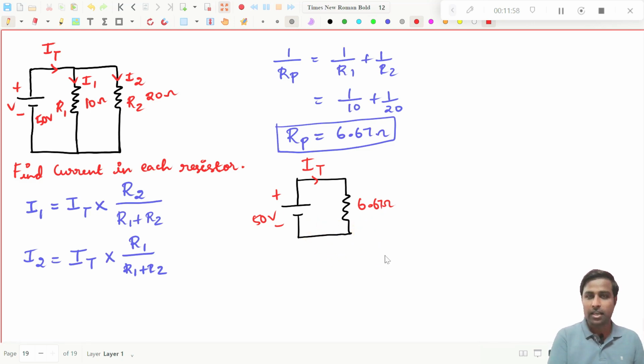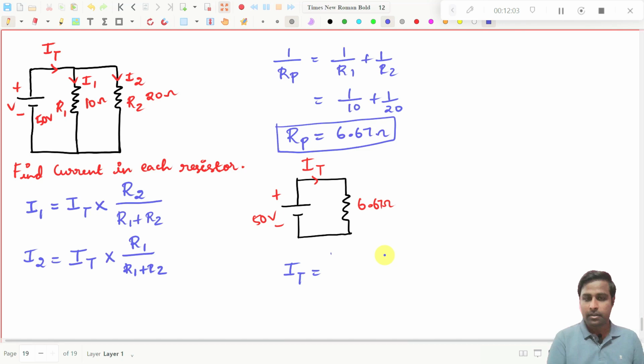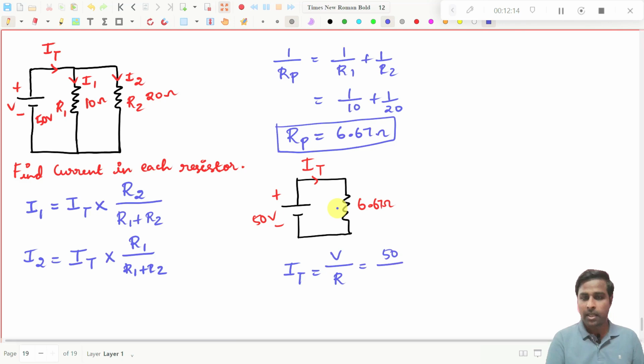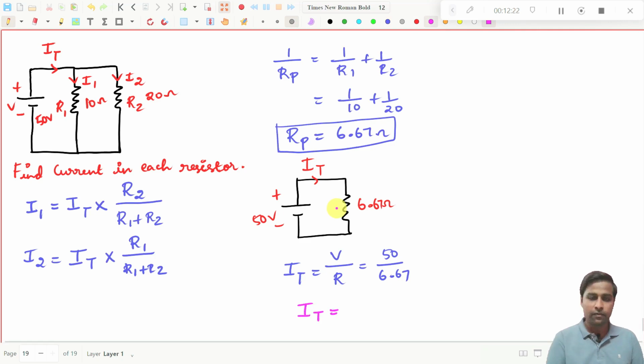How will you find IT? IT is nothing but V divided by R. So 50 divided by 6.67 is IT. If you simplify this, I am getting 7.5 amperes. Now we have found IT, the total current, which is 7.5 amperes.